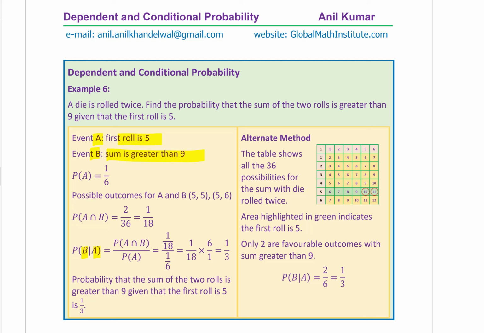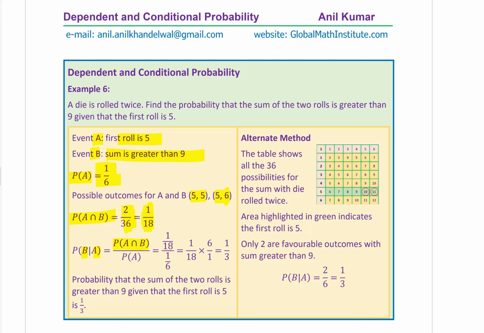Now let's look into this. Getting a 5, the probability is 1 out of 6. Now, possible outcomes for A and B are what? If you get 5, how do we get more than 9? That is only possible if in the second trial you get 5 or you get 6. So these are the two possibilities and therefore the intersection of A and B is 2 over 36, which could be written as 1 over 18.